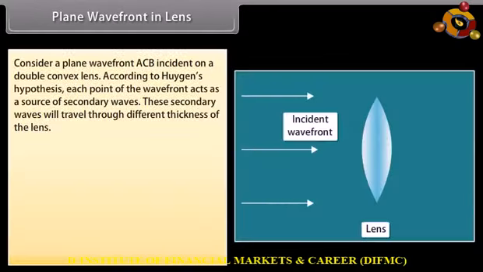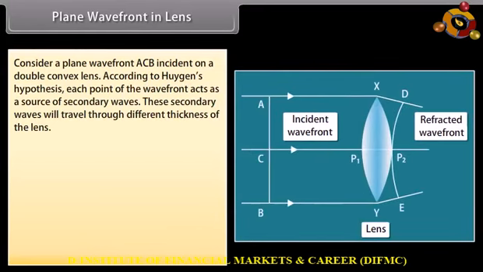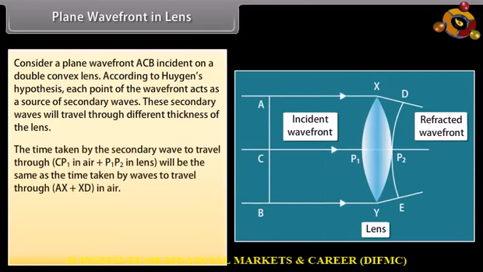Plane wavefront in lens. Consider a plane wavefront ACB incident on a double convex lens. According to Huygens hypothesis, each point of the wavefront acts as a source of secondary waves. These secondary waves will travel through different thicknesses of the lens. The time taken by the secondary wave to travel through CP1 in air plus P1-P2 in lens will be the same as the time taken by waves to travel through AX plus XD in air.